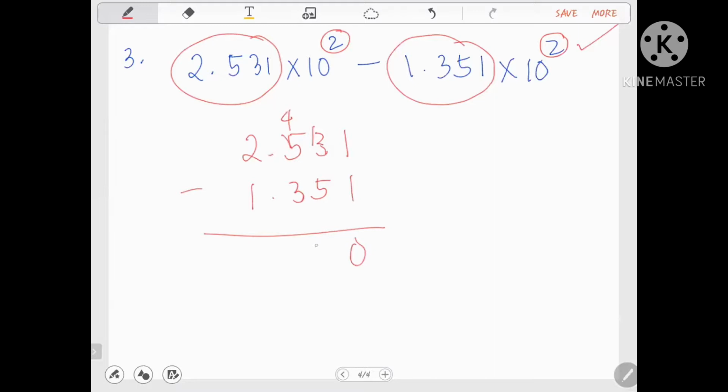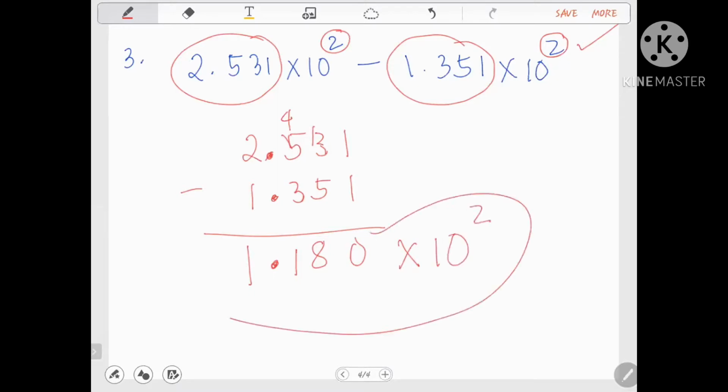I just mentioned the answer already. So it's 8 because 13 minus 5 is 8. Then 4 minus 3 is 1. Then copy the decimal. And then 2 minus 1 is 1. Therefore, the difference between these two scientific notations is 1.180 times, just copy the base and the exponent, 10 to the 2nd. So that will be your final answer.